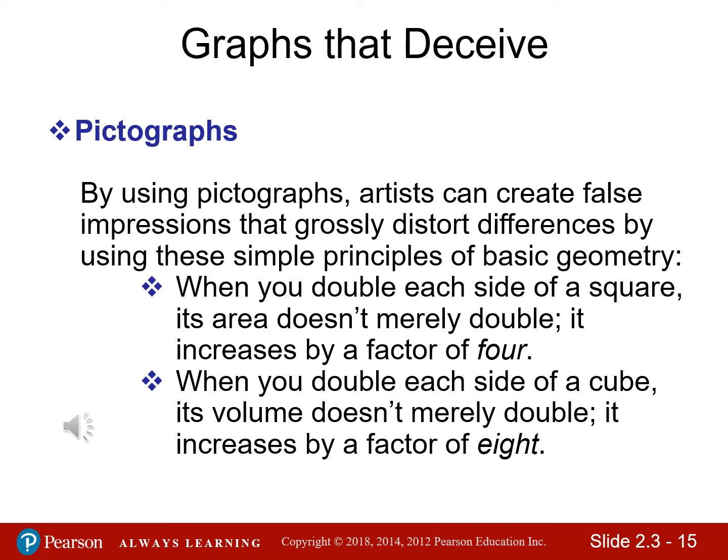By using pictographs, artists can create false impressions that grossly distort differences by using the simple principles of basic geometry. That is to say, when you double each side of a square, its area doesn't merely double, but instead it increases by a factor of 4. Also, when you double each side of a cube, its volume doesn't merely double, it increases by a factor of 8.